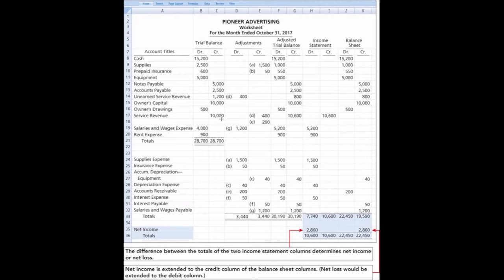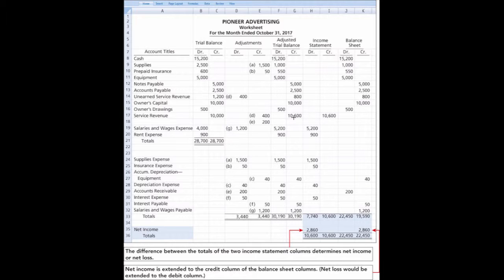Yes. So if you notice here, in service revenue, you have a credit of 10,000 and you made an adjustment. You made two adjustments, one for 400 and one for 200, on the credit side as well. So you would add these two amounts, which will be 10,000 plus 400 plus 200, which is 10,600.